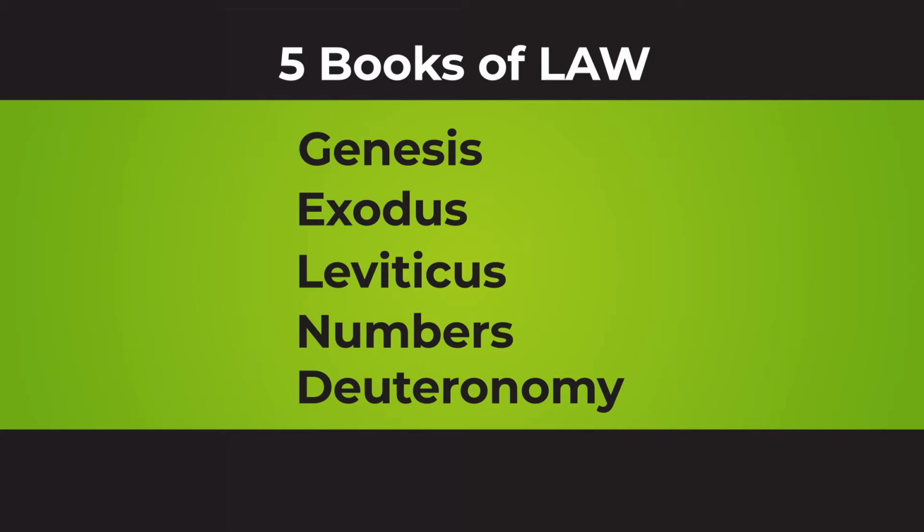The 5th and final book of law is called Deuteronomy. Its title literally means second law. In it, Moses preaches about the entire law to the people just before he passes away. These 5 books of law are sometimes called the Pentateuch, which literally means 5 books. Remember, these first 5 books of the Bible go together. Let's say them together one more time. Genesis, Exodus, Leviticus, Numbers, and Deuteronomy.